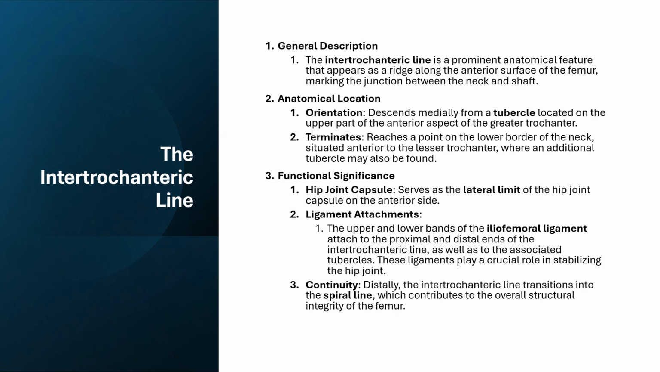Functional significance: it serves as the lateral limit of the hip joint capsule on the anterior side. Ligament attachment: the upper and lower bands of the iliofemoral ligament attach to the proximal and distal ends of the intertrochanteric line, as well as the associated tubercle. These ligaments play a crucial role in stabilizing the hip joint. Continuity: distally, the intertrochanteric line transitions into the spiral line, which contributes to the overall structural integrity of the femur.